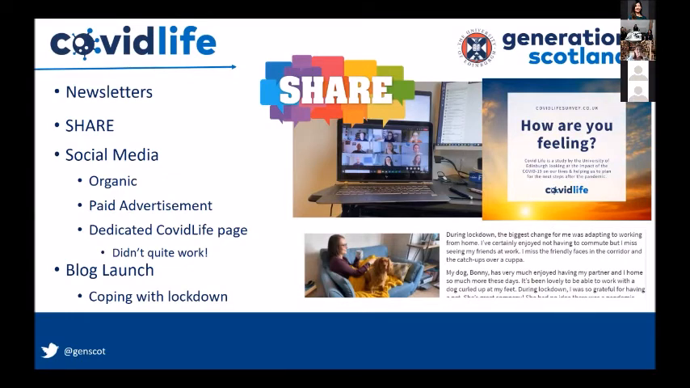On top of getting people from Generation Scotland, we also went through Share, which is a register for volunteers aged 11 years or over. For people in Scotland, you basically just sign up as a public member, and you can say, I'm interested in research, and then groups like us can go to them and say, can you send out an invitation? So we did that, and that was one of our best ways to get people on board.